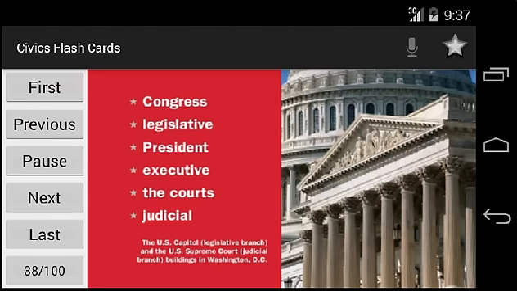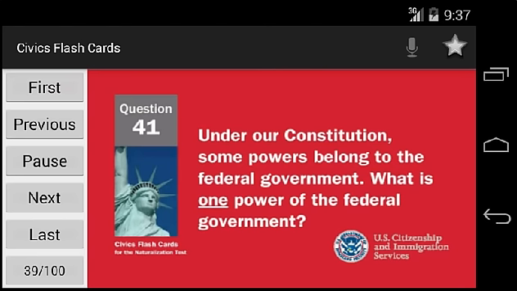Name one branch or part of the government. Congress. Legislative. President. Executive. The courts. Judicial.